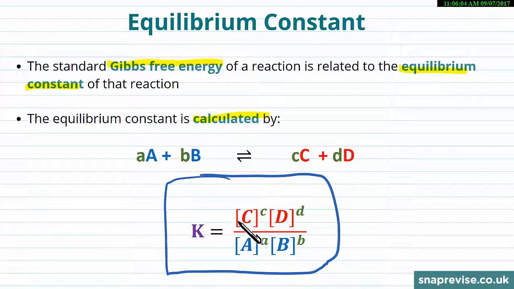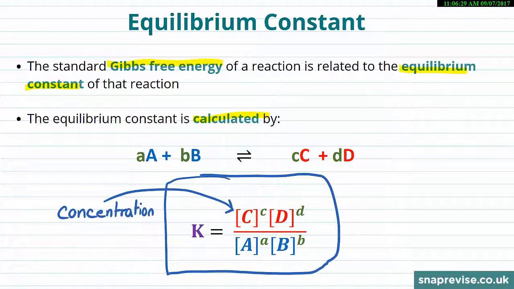What it says is that we take the concentration of the products, so these square brackets mean concentration, and we raise these concentrations to the number of moles that there are in the reversible reaction equation. We then divide this through by the concentrations of the reactants, again raised to the power of how many moles there are in the equation.